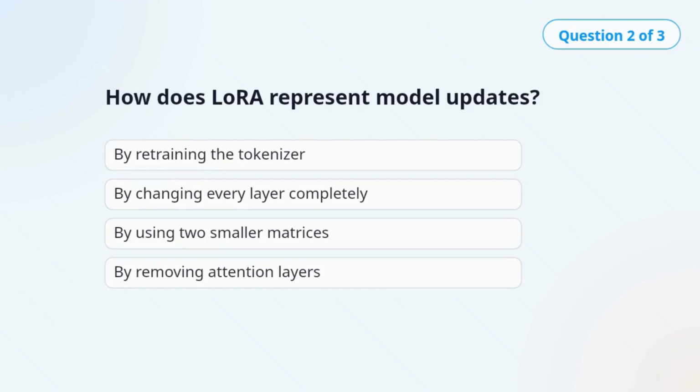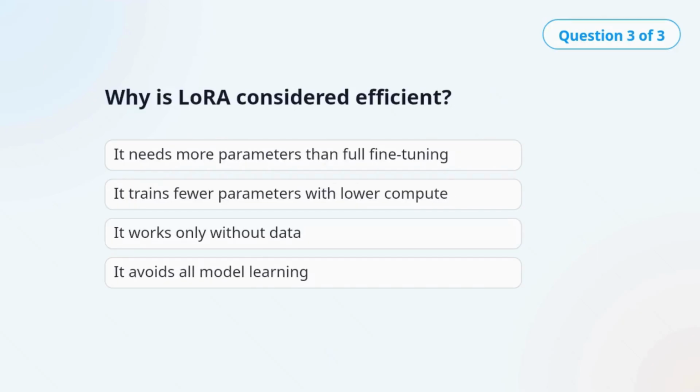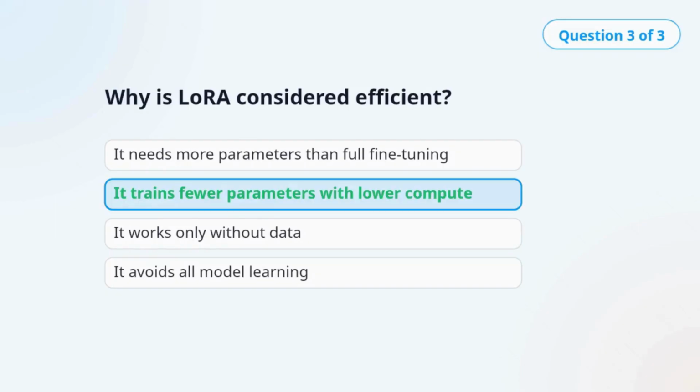Question 2. How does LoRA represent model updates? The correct answer is by using two smaller matrices. LoRA approximates the update with a low-rank decomposition using two small matrices. Question 3. Why is LoRA considered efficient? The correct answer is it trains fewer parameters with lower compute. LoRA reduces the number of trainable parameters, which lowers memory and compute requirements.